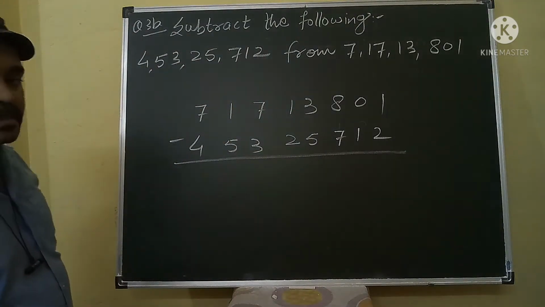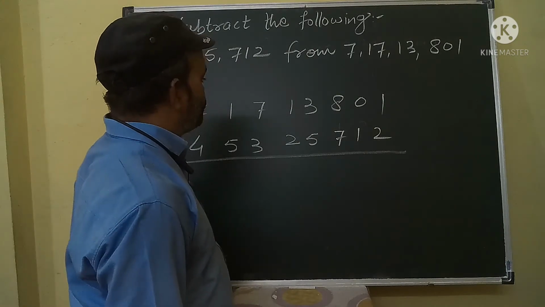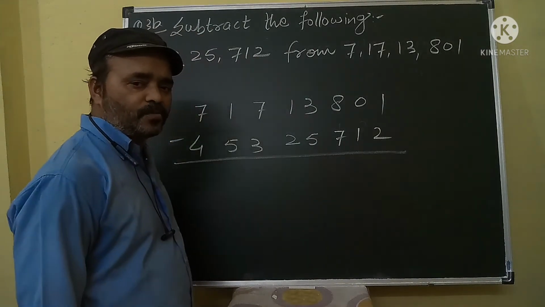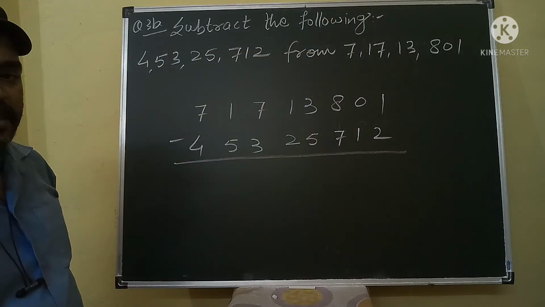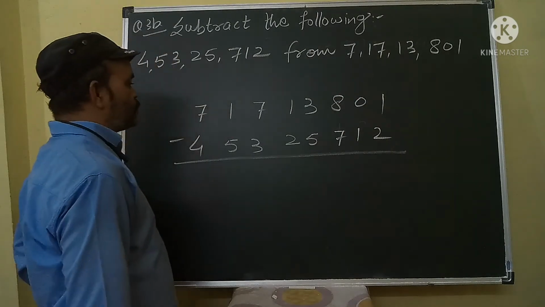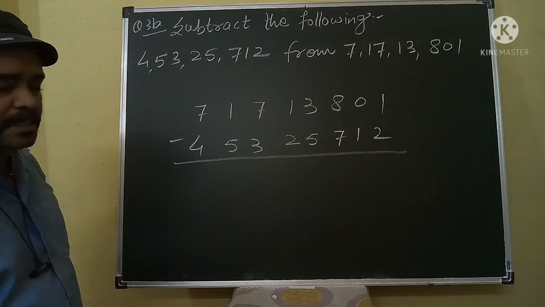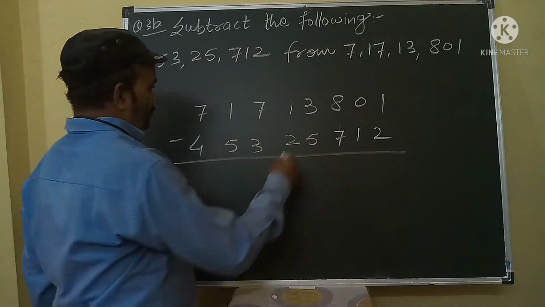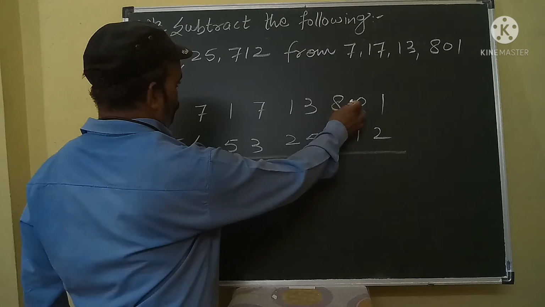Now we will discuss. This is 2, this is 1. We cannot subtract 2 from 1. So what will you do? We take one number borrow from the next number. But the next number is 0, and 0 would not give any one number. So we will go to the nearest number. The nearest number after 0 is 8.